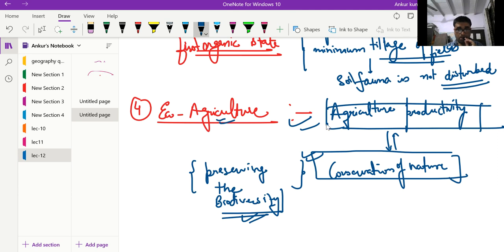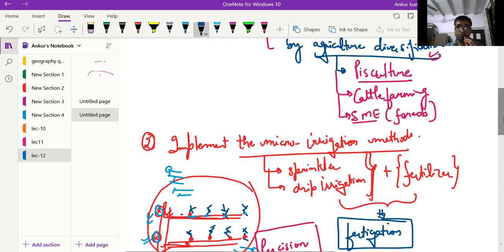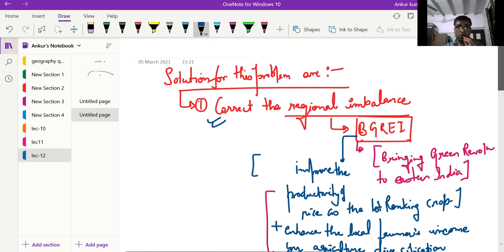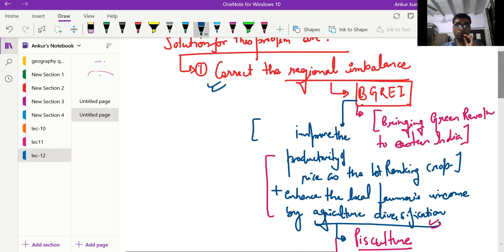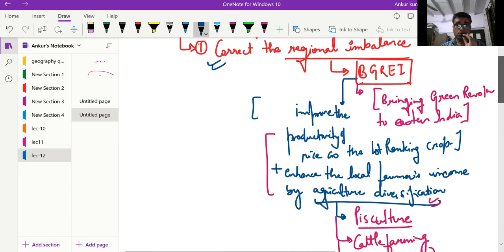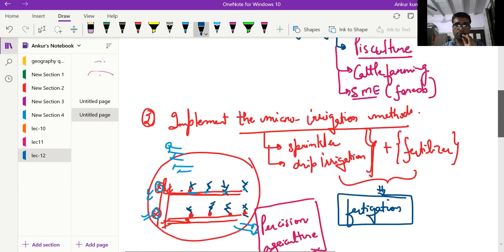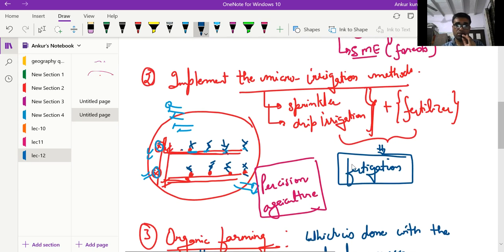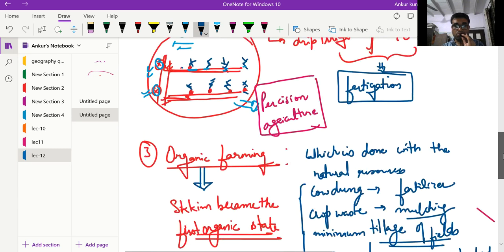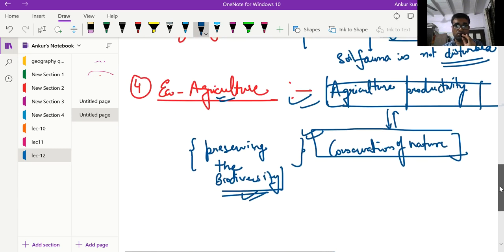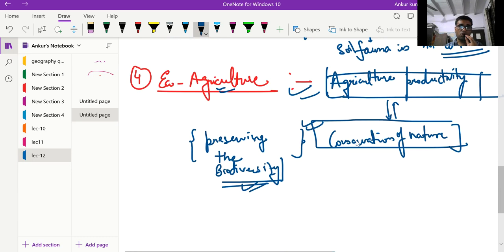Okay, so these are the methods that we should adopt to correct the green revolution problems. Okay, you have to change this regional imbalance, correct it. You can give the example of BGREI. The second one is the micro irrigation methods, precision agriculture, organic farming, and the fourth one is the eco agriculture, right? So this was the green revolution in detail.